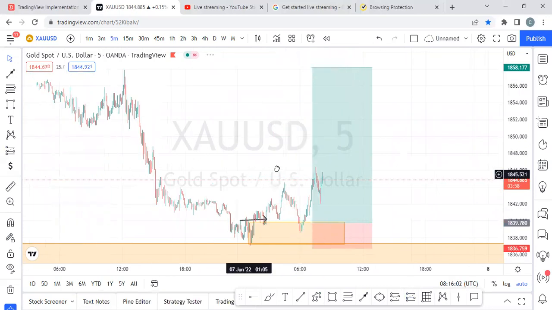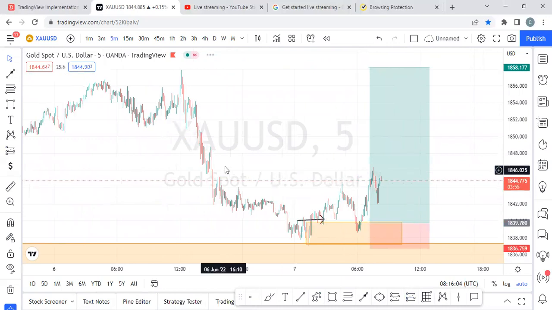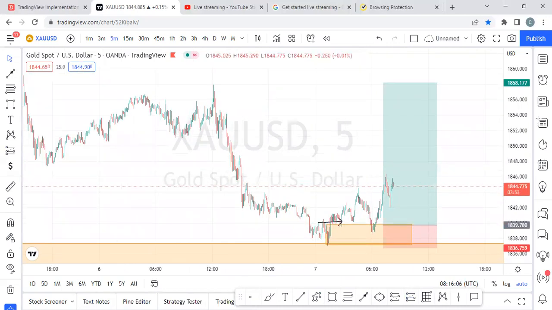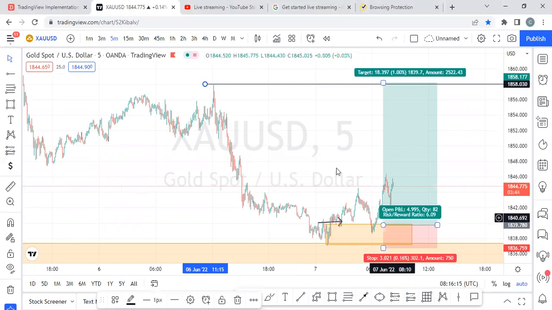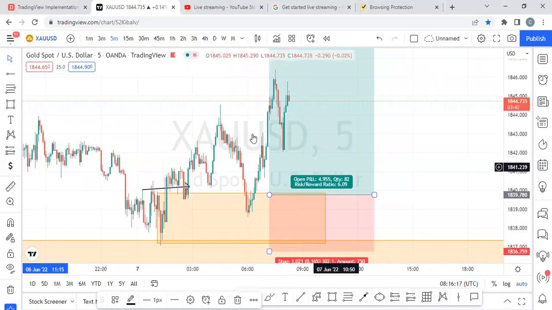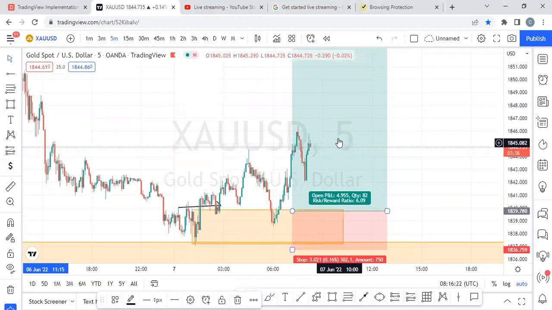So let's check here. Okay, we can be targeting here for take profits. This high here, this protective high, you can target for take profit. So this is a 1 to 6 trade. If you can get another opportunity to enter, that will be fine, right? So gold should buy all the way to that point, right?